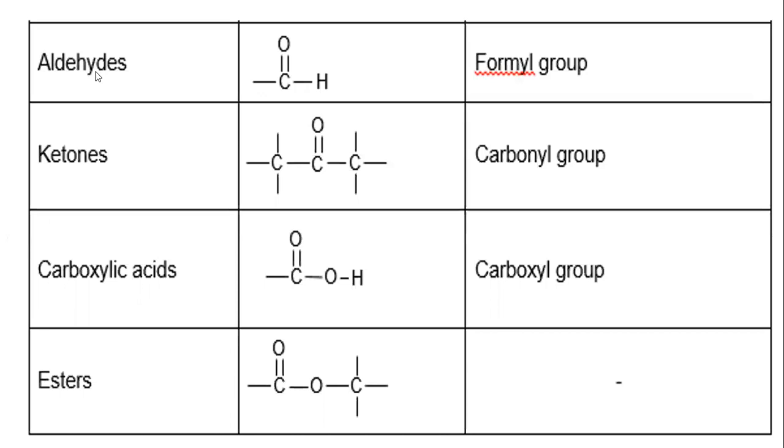And also in aldehyde, you learned this is the structure of the functional group, and the name of the functional group is a formyl group. You also learned about the carbonyl group that is found in ketones, the C double bond O. You also learned about the carboxyl group. And lastly, you learned about ester.